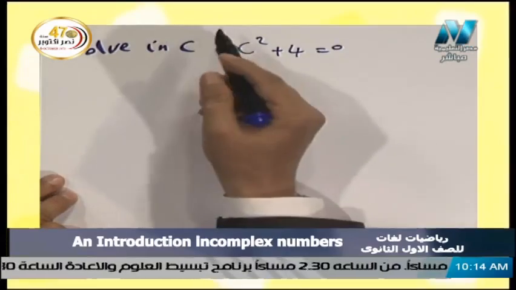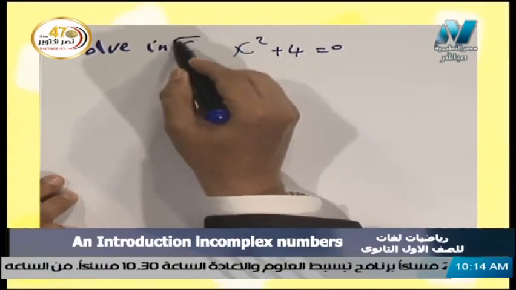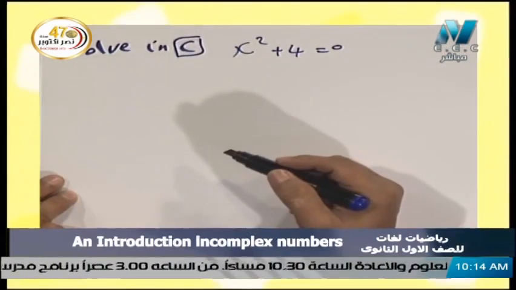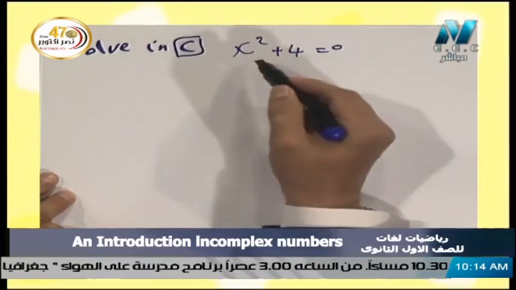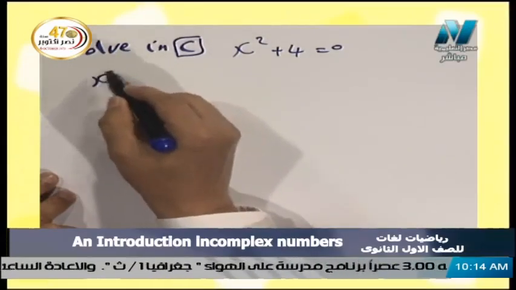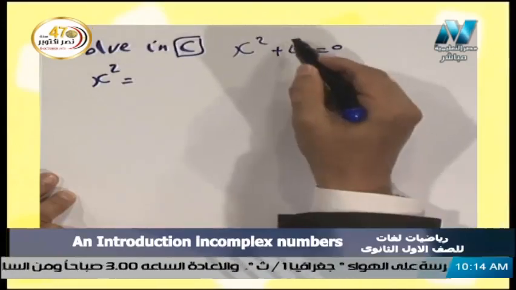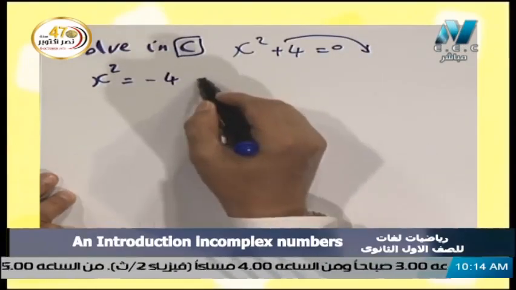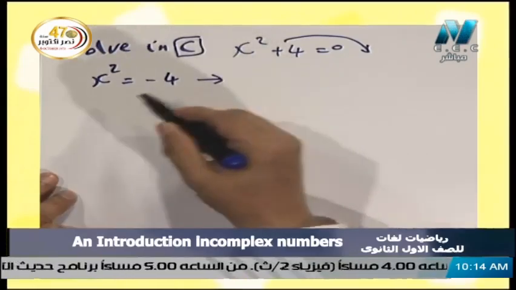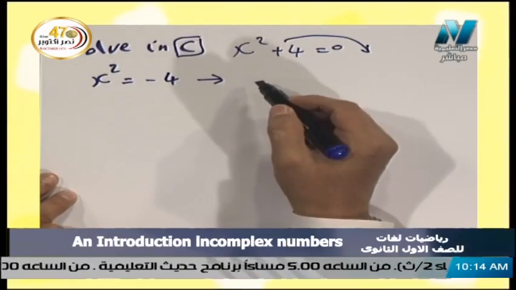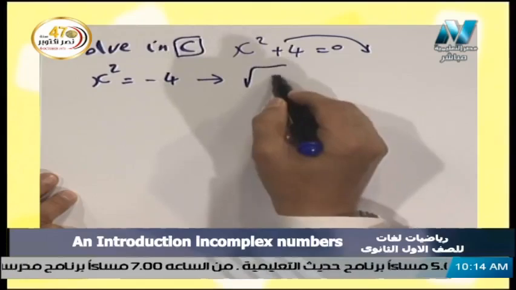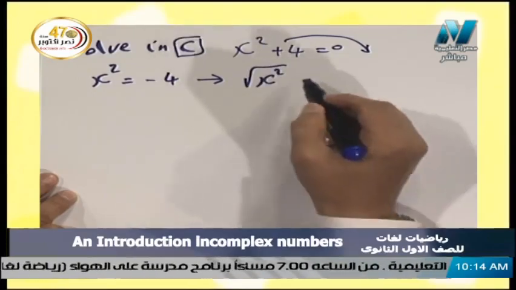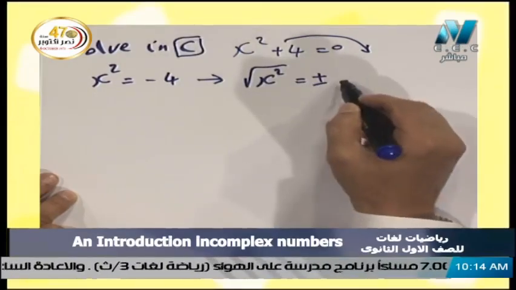If you want to solve in C, as we said, it is the set of complex numbers, and x power 2 here, we can move 4 to the other side as negative 4. So to find the solution set of this equation, we take x equals the square root of x power 2, and it is positive or negative square root of 4.